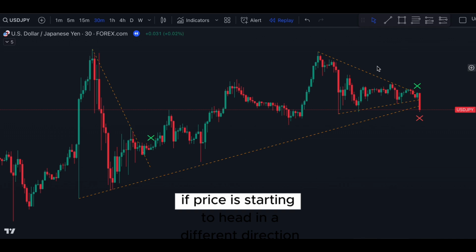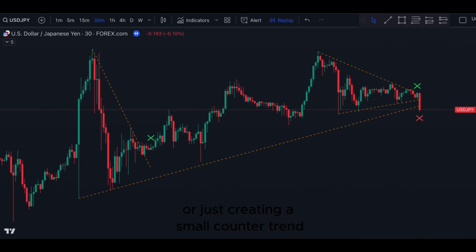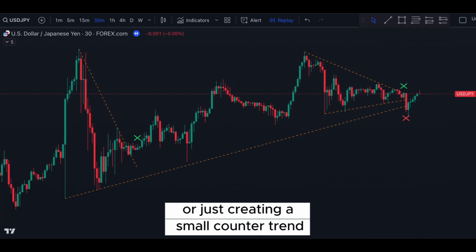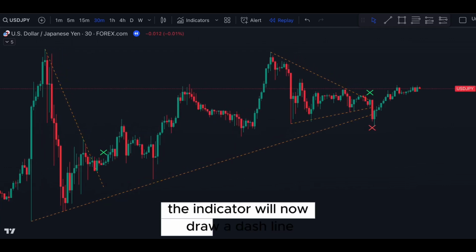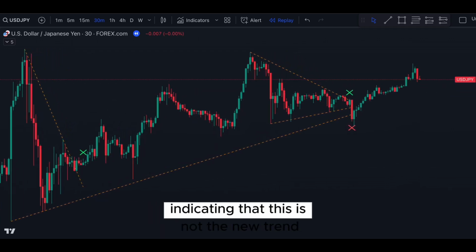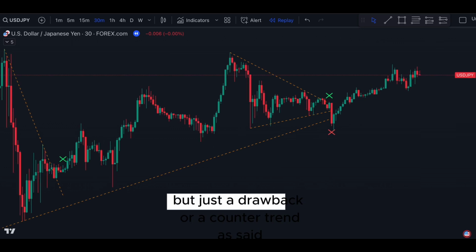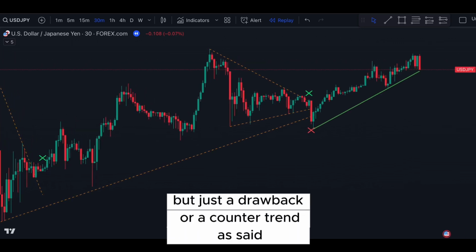But if price is starting to head in a different direction or just creating a small counter trend, for example, then, as you can see, the indicator will now draw a dashed line, indicating that this is not the new trend, but just a drawback or a counter trend, as said.